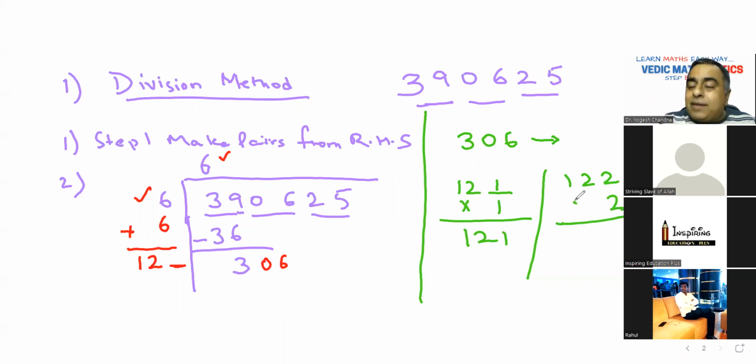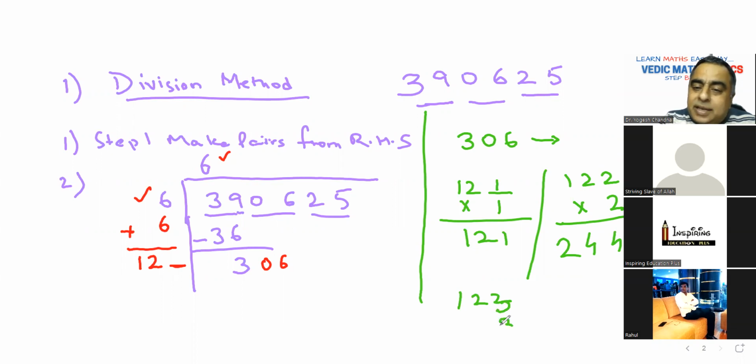So I have to multiply with 2. This becomes 4, 4, 244. Now this is correct because it is less than 306. But sometimes what happens? Let's check by 3 also.